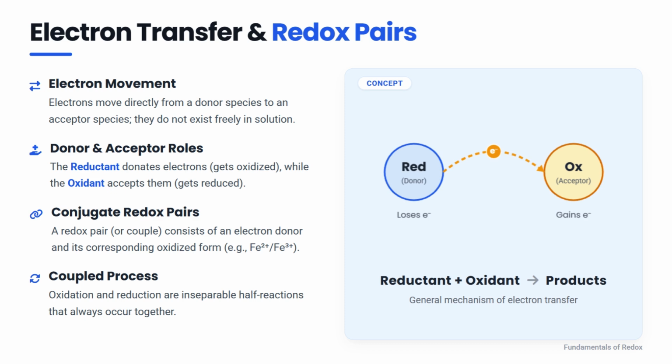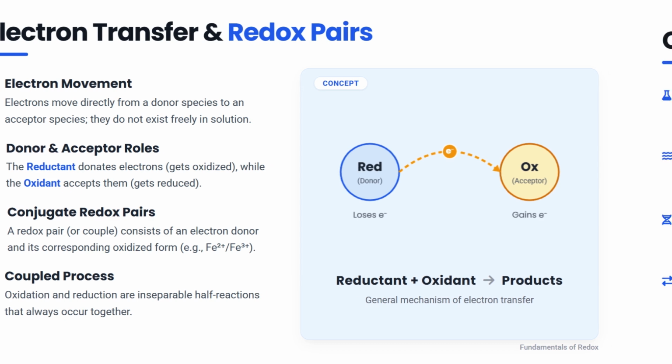Together they form what we call conjugate redox pairs, like the Fe2+/Fe3+ pair. It's crucial to remember that oxidation and reduction are inseparable half reactions. They always occur together in a coupled process. Visually, we often represent this with a donor labeled red, losing electrons, and an acceptor labeled ox, gaining them. The general mechanism is simply reductant plus oxidant yields products.